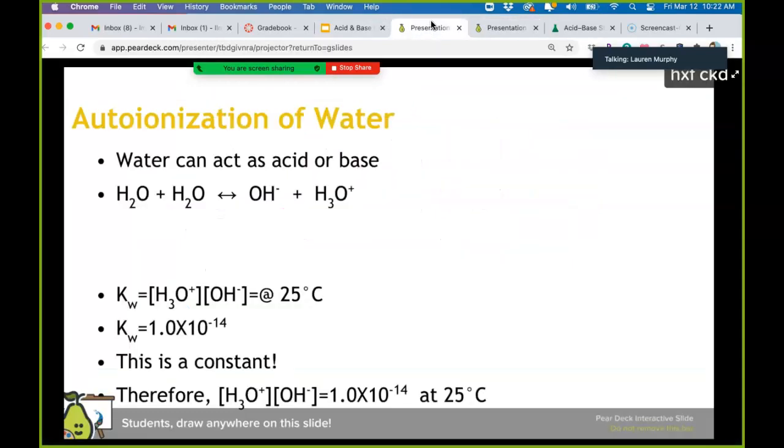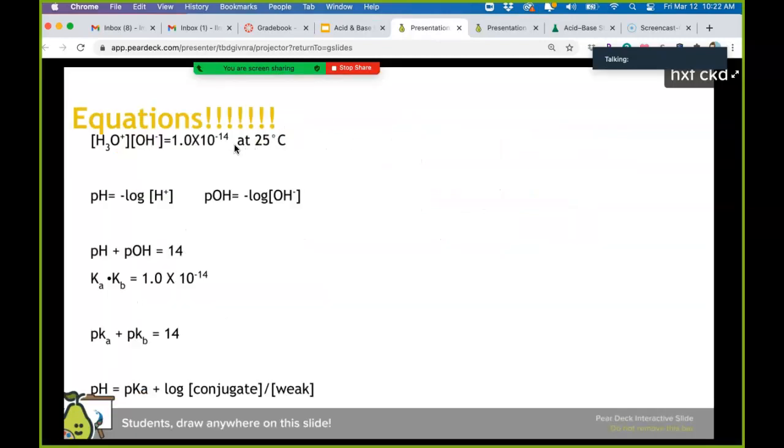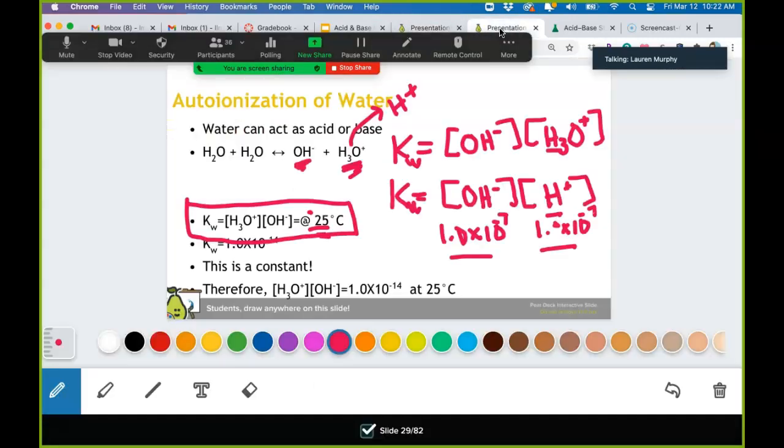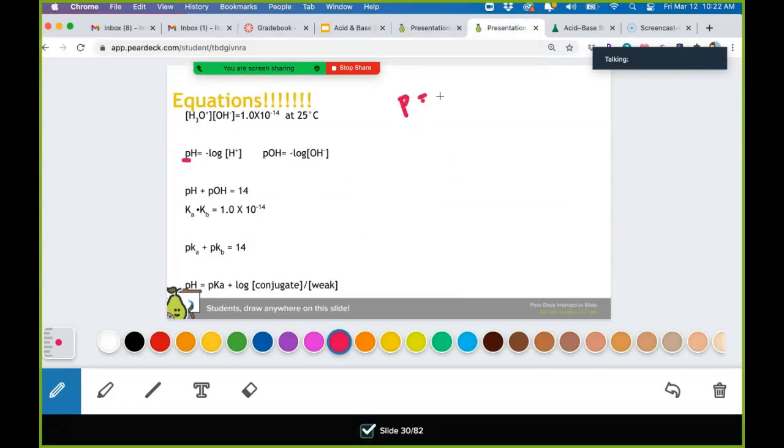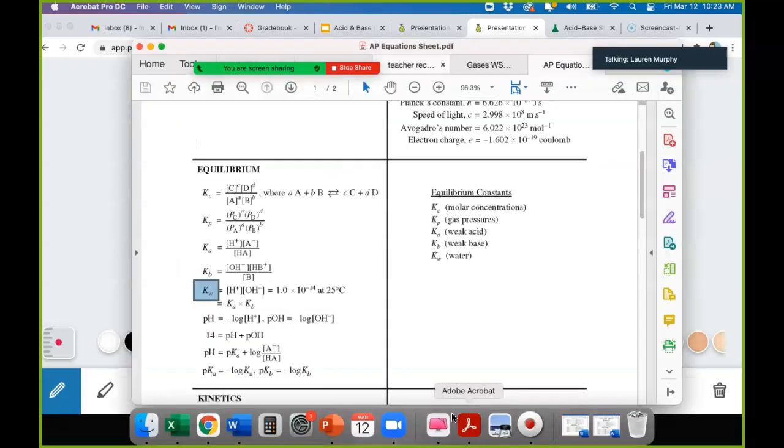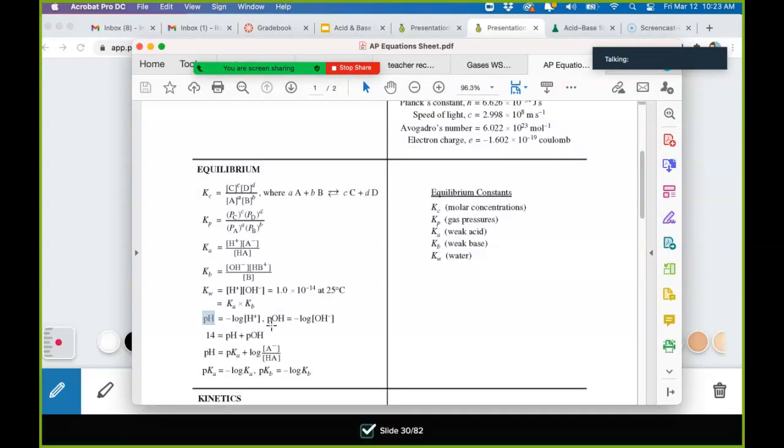So now mathematically the P means opposite log. So we can take opposite the log of H plus and opposite the log of OH minus, and that gives us pHs. So pH, opposite log of this. POH, opposite log of this. So pH is opposite the log of H, POH is opposite the log of OH. And again, these equations are also on your equation sheet. Ooh, they're right here.